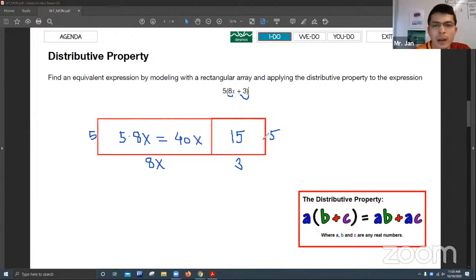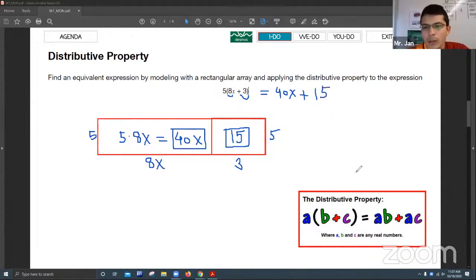And to find out the area of the biggest rectangle, the rectangle that contains both of them, you just need to add the values of these areas. So the area of the biggest one and the area of the smaller one will give you the area of the total rectangle. So that will tell you the distribution of this expression. Okay, so 40x, and because you're adding these two small rectangles, it's going to be 15. So this is the distribution.